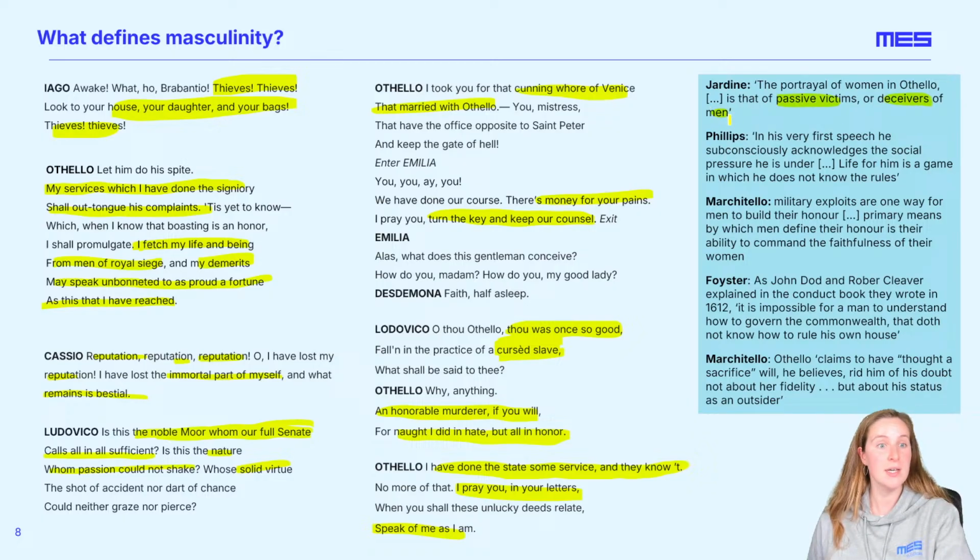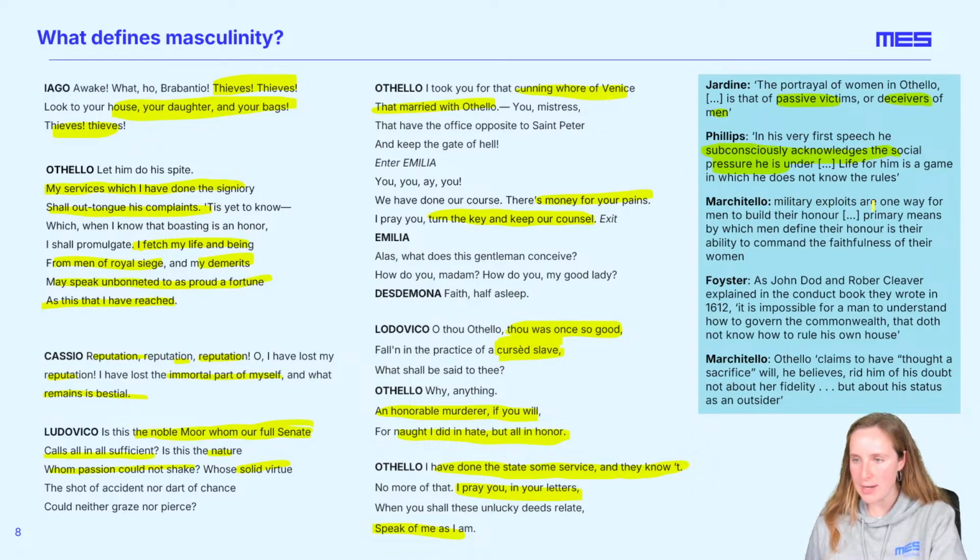Jardine says the portrayal of women in Othello is that of passive victims or deceivers of men. Here we can see the deceivers of men, right? Having tricked Brabantio, Othello, into something here. Philip saying, in his very first speech, he subconsciously acknowledges the social pressure he's under. Life for him is a game in which he does not know the rules. So this is thinking then about the pressure of his reputation and attempting to preserve it as an outsider here as well is key. So more precarious, as I've said.